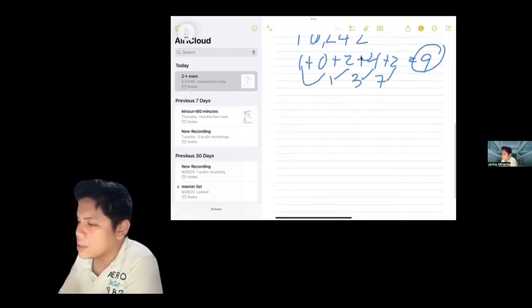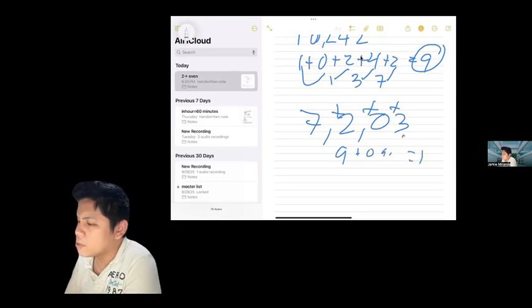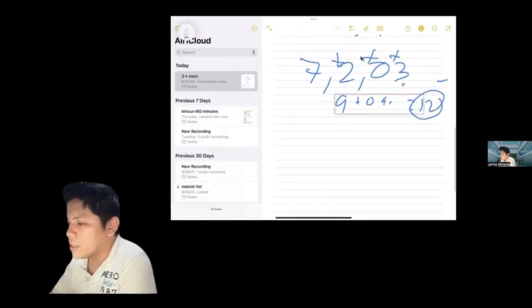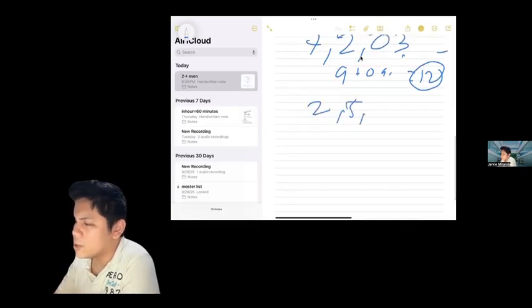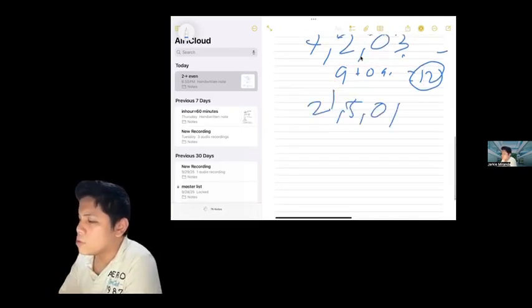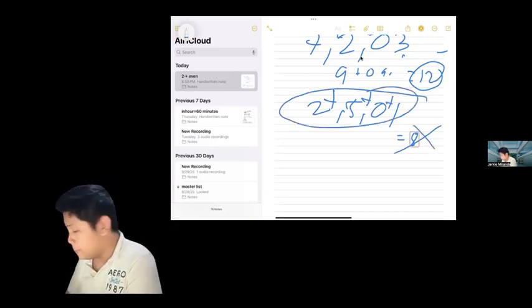Next example, 7203. 7 plus 2 plus 0 plus 3. 7 plus 2 is 9. 9 plus 0 is 9. 9 plus 3 is 12. Therefore, it is divisible by 3. Let us make something that is not divisible: 2501. 2 plus 5 is 7. 7 plus 0 is 7. 7 plus 1 is 8. 8 is not divisible by 3. Therefore, 2501 is not divisible by 3.